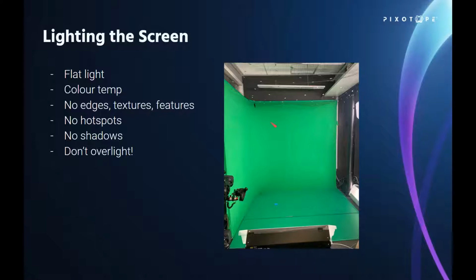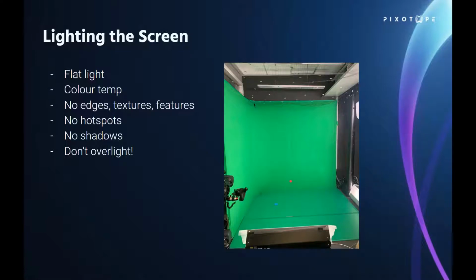So we want no hot spots and no shadows. We want to light it evenly, and we don't want any of these features that are going to cause us problems with our key, especially things like this line. So we would go over taping this. We would try and make it as invisible as possible.